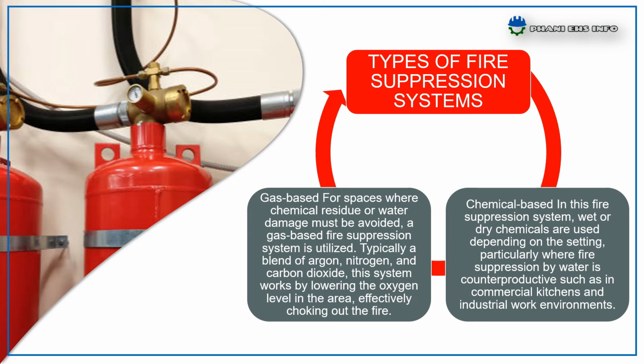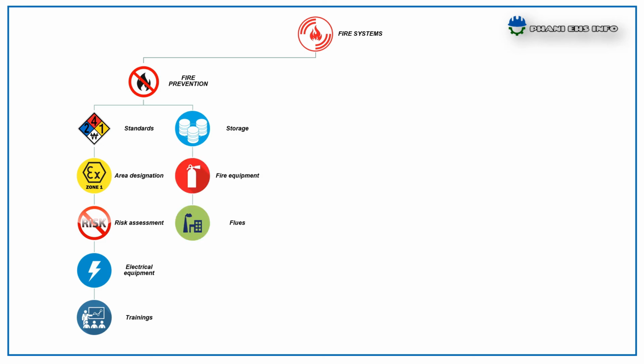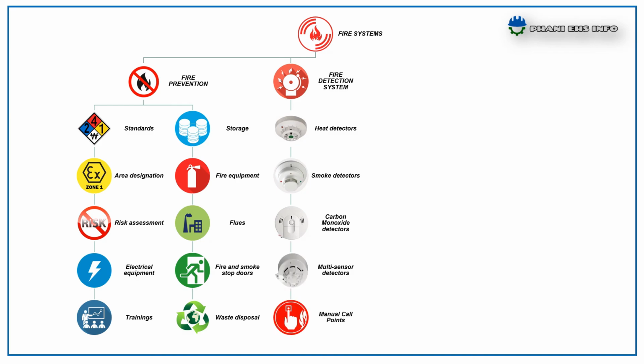This is about the fire systems. Let me summarize once. Fire systems are to minimize potential fire hazards and reduce the likelihood of a serious fire. Fire prevention includes standards, area designation, risk assessment, electrical equipment, trainings, storage, fire equipment, flues management, fire and smoke stop doors, waste disposal. Fire detection system includes heat detectors, smoke detectors, carbon monoxide detectors, multisensor detectors, and manual call points.